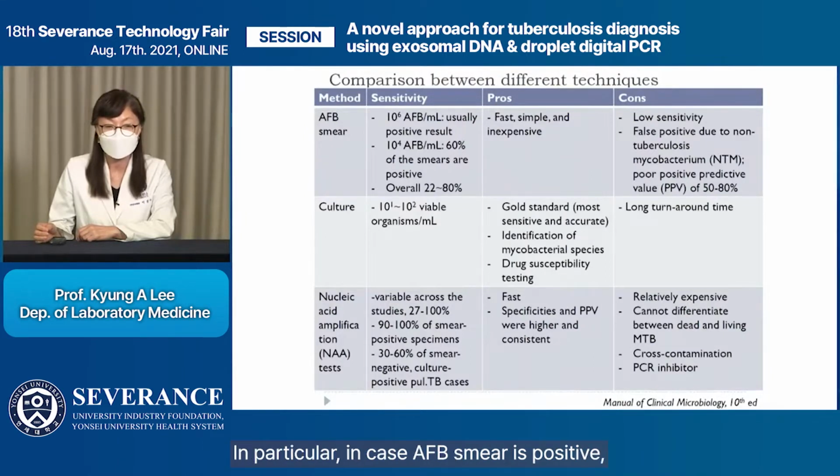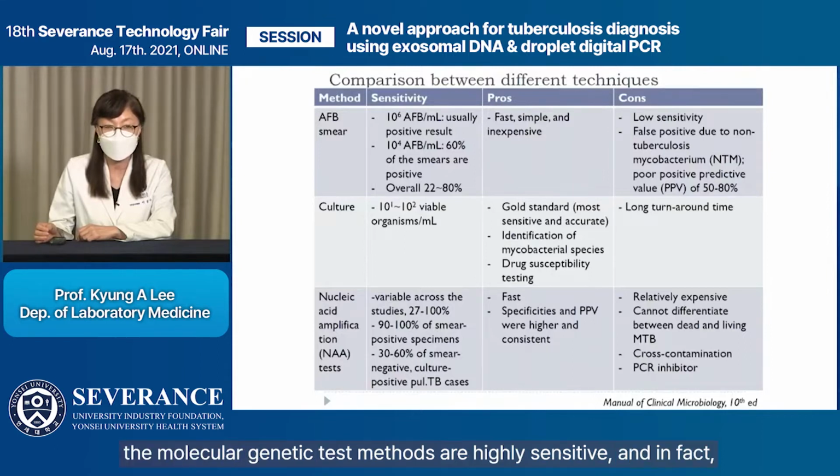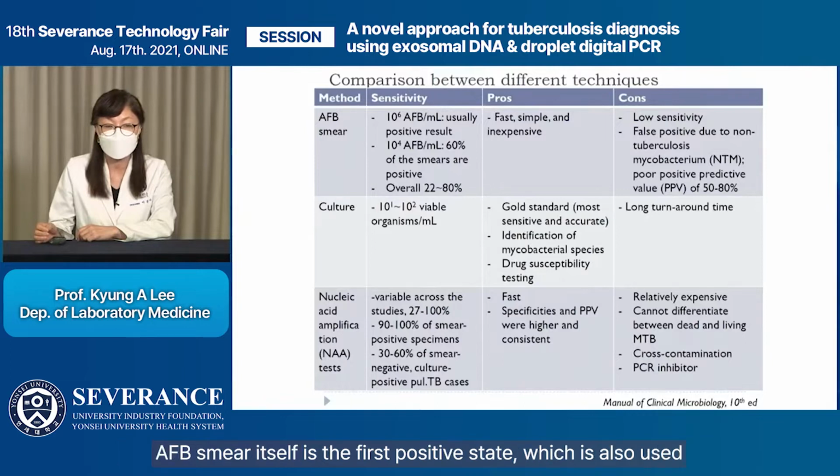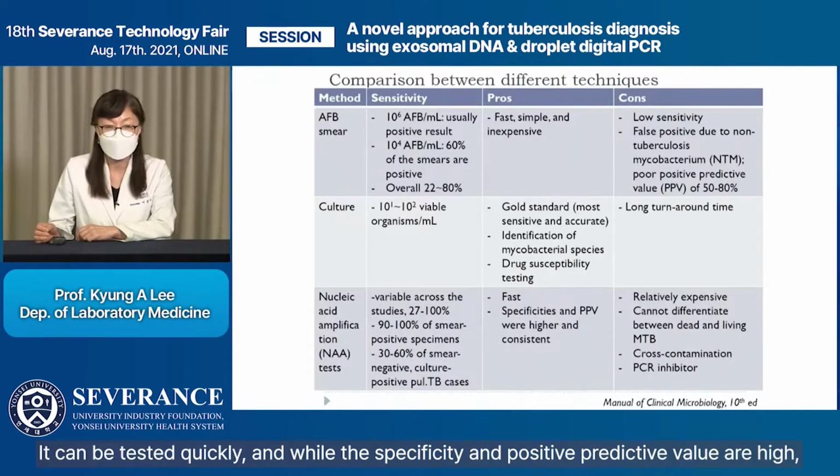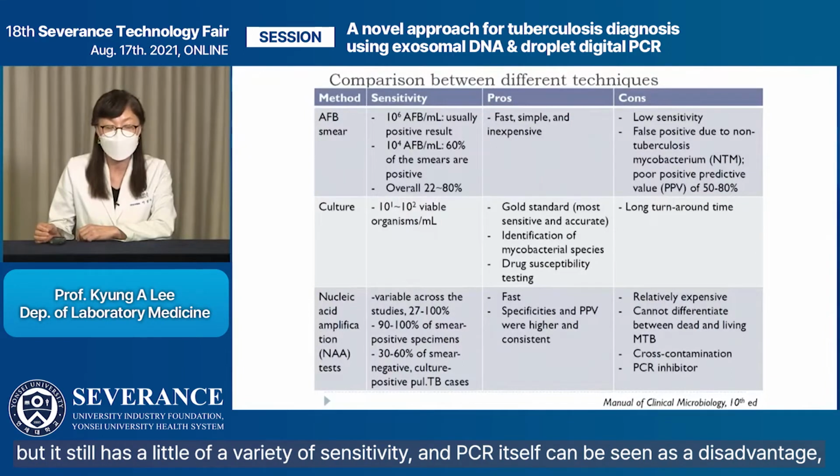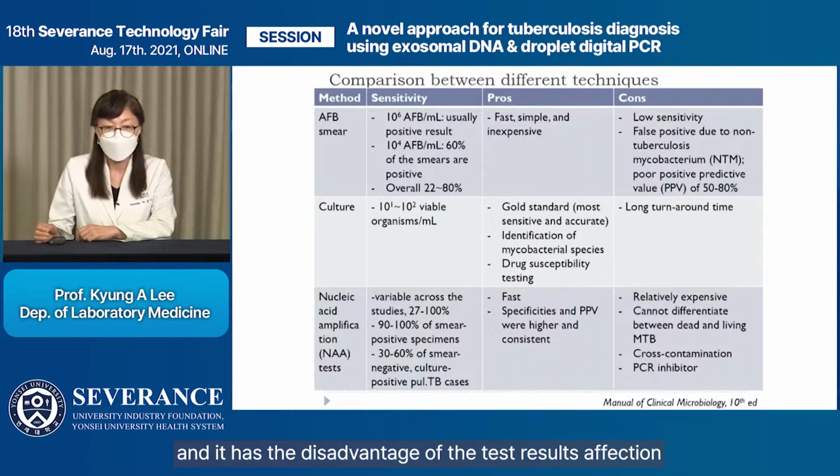In particular, when the AFB smear is positive, the molecular genetic test methods are highly sensitive, and in fact, the AFB smear itself is the first positive state, which is also used as a complementary tool to further increase PPV. It can be tested quickly, and while the specificity and positive predictive value are high, it still has a variety of sensitivity. And PCR itself has the disadvantage that the test results can be affected if there is a PCR inhibitor or contamination.